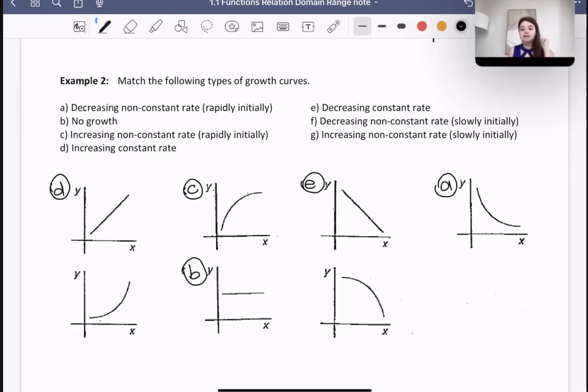And then F is decreasing at a non-constant rate, decreasing slowly initially and then faster. That would be this one here, because at first it's slowly decreasing and then the slope plummets and goes even further down, a much steeper slope after that. And then G must be this one, which is increasing at a non-constant rate, initially going slow and then skyrocketing up, going faster later. Good.